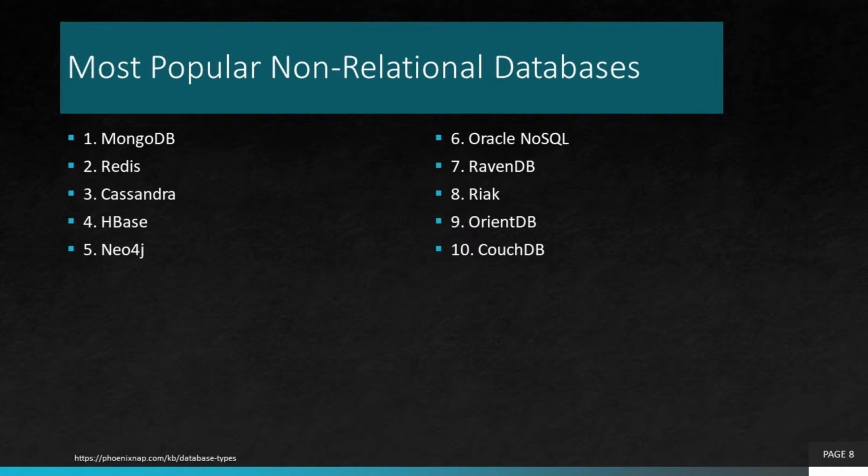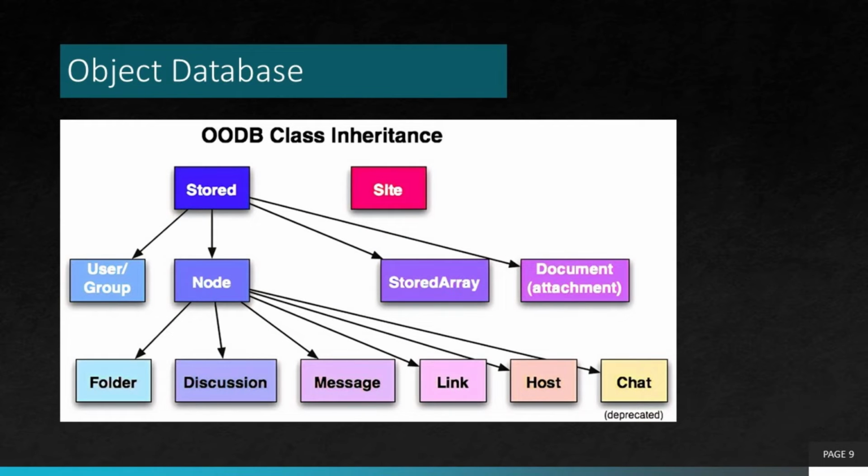Now, last but not least is the object database. Now, this is the least popular of all the databases. So the object-oriented database combines object-oriented programming concepts with database capabilities. Now, if you're not familiar with object-oriented programming, it is an approach of programming based on conceptual objects and classes. An object is a reusable blueprint for a physical or non-physical entity with descriptive and functional elements.